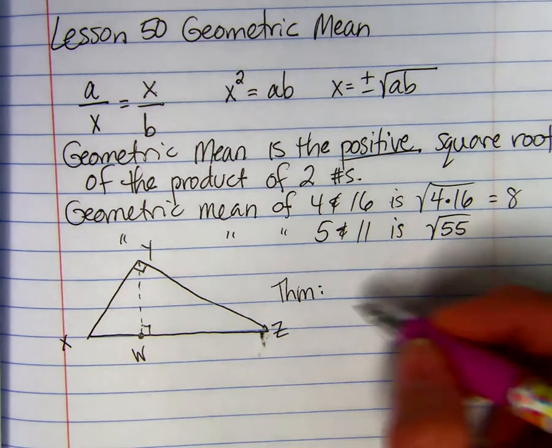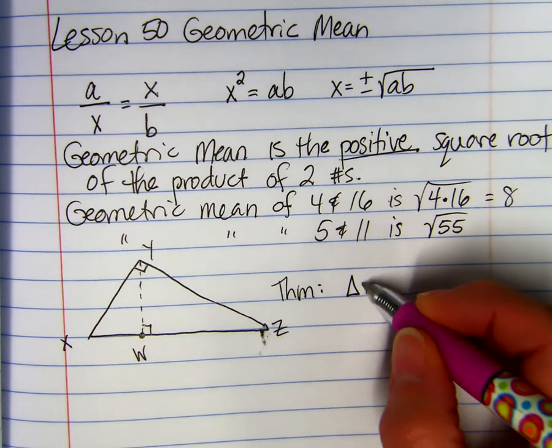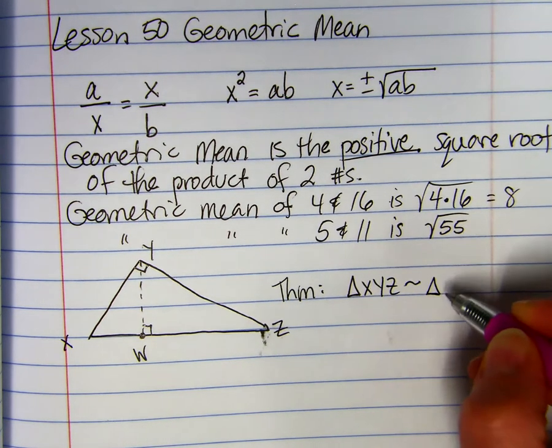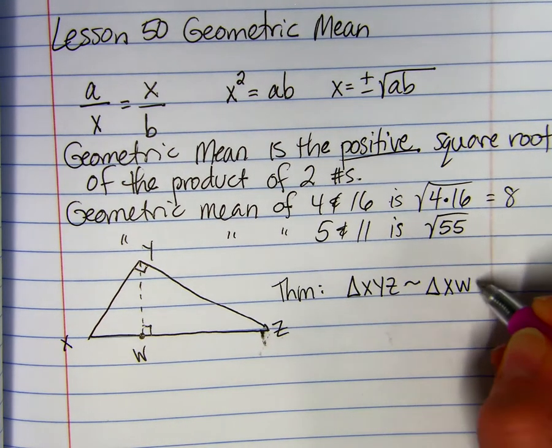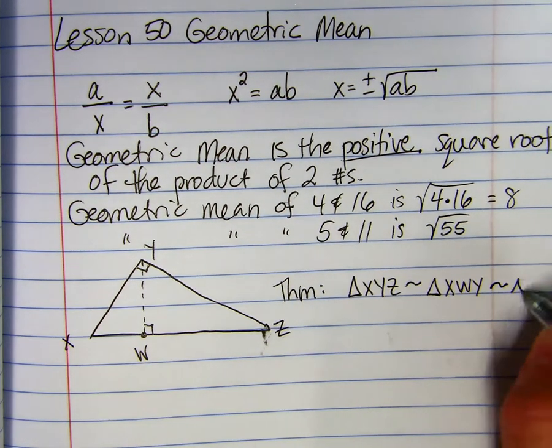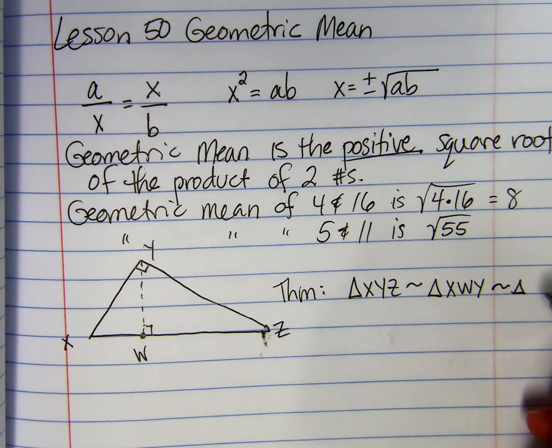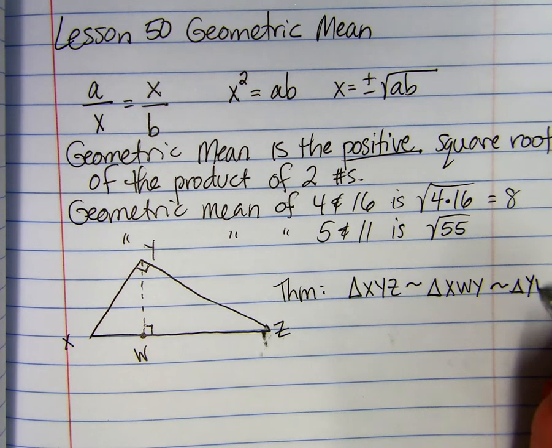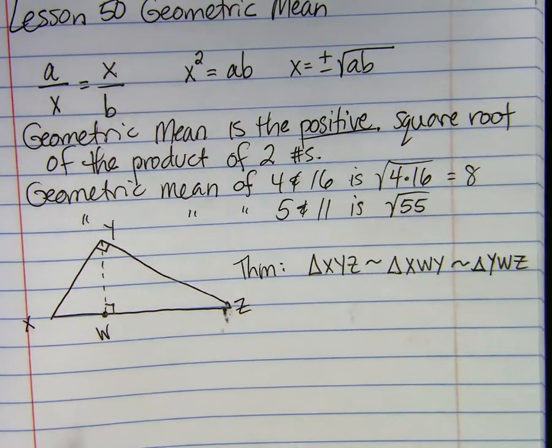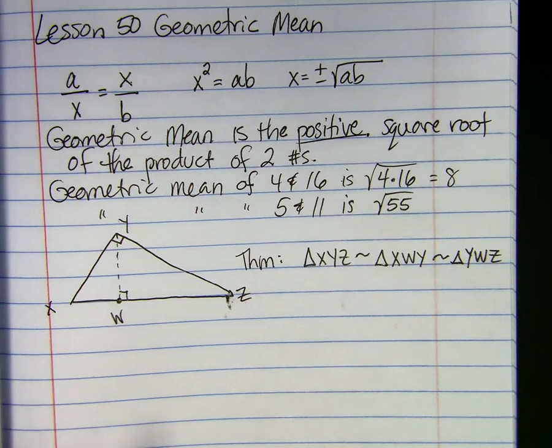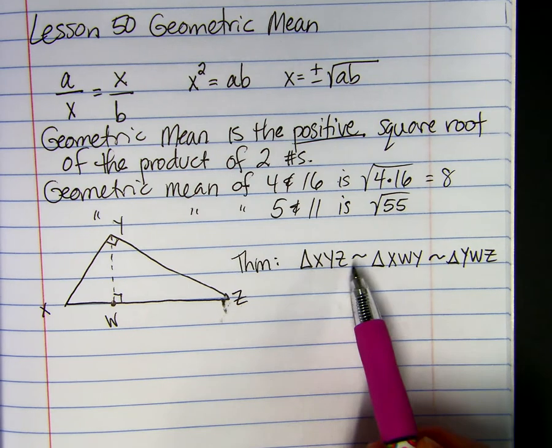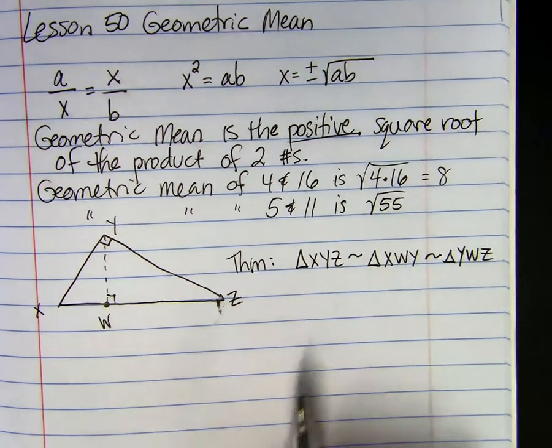Okay, so triangle XYZ will be similar to triangle XWY, which will be similar to triangle YWZ. And I did write those all in the right order, along the shorter side to the right angle and then along the long leg.